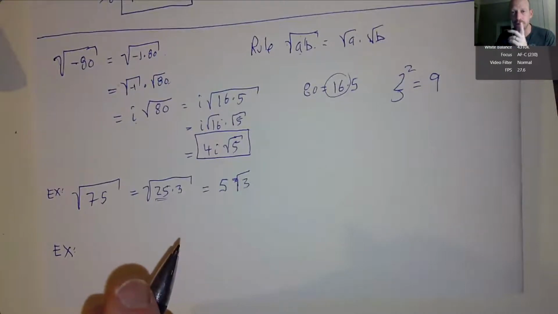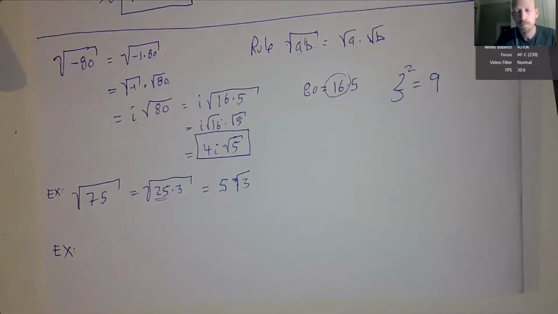Yeah, I have a question. So if the number in the square root is, let's say, like how this one is 75, do you use the largest perfect square factor? Yes, that's a good question.